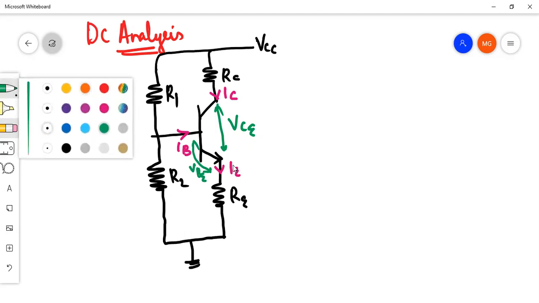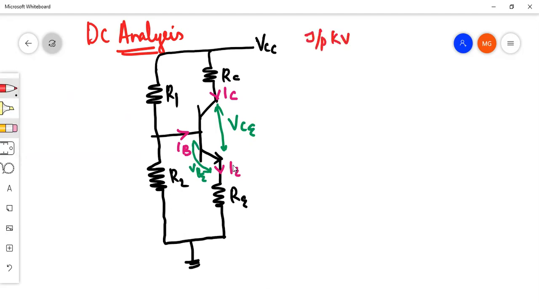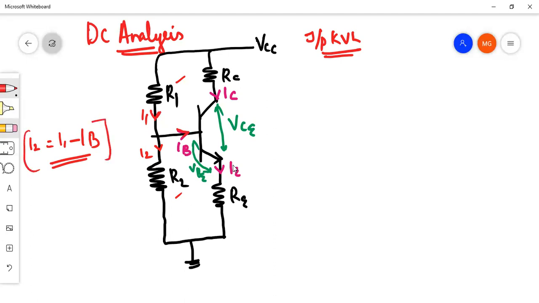Next, we need to take the input side KVL. While taking the input KVL, we know there are two resistances on the input side, R1 and R2. I will consider the current here as I1 and here as I2. So I2 must be the main current I1 minus IB. Very simple: the total current I1, a part of it is the base current IB, and the remaining current will be I2. So I2 equals I1 minus IB.